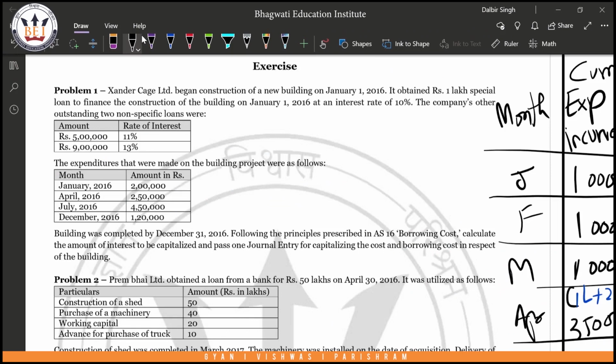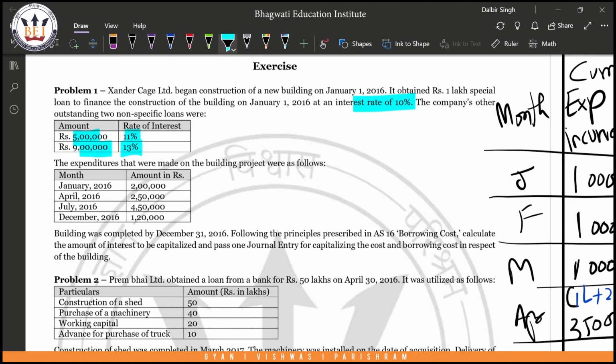First question. Xander Case Limited began construction of a new building on January 1, 2016. It obtained a 1 lakh special loan to finance the construction of the building on January 1, 2016 at an interest rate of 10%. There are other non-specific loans, 5 lakhs at 11% interest, 9 lakhs at 13% interest.